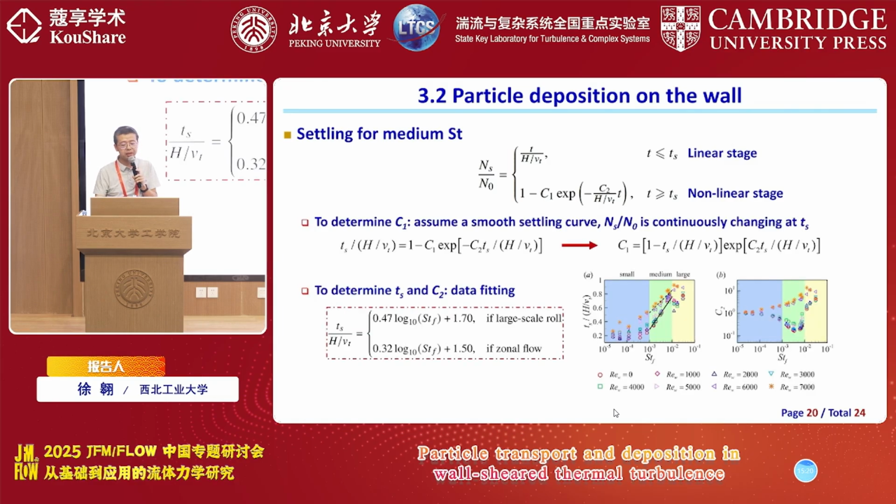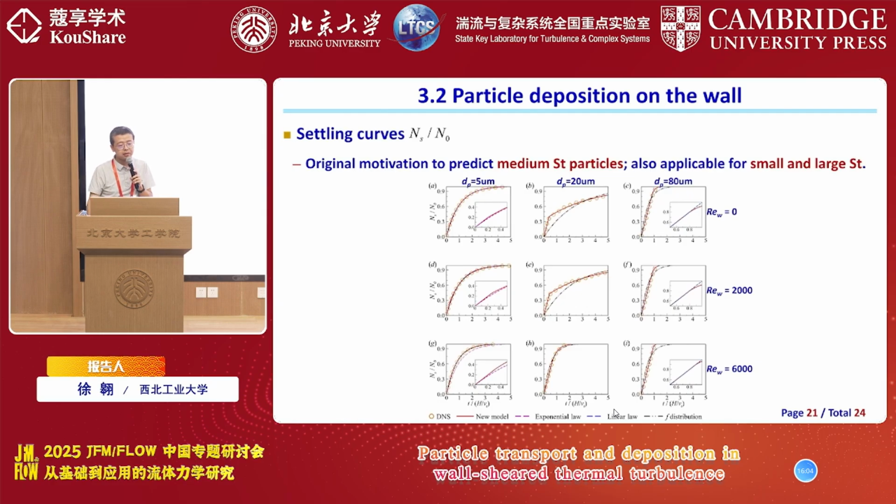To determine these unknown parameters, we assume a smooth settling curve. This is a very intuitive understanding, because the particle deposition will not have a sudden transition. We assume it's a smooth, consistent curve, which means that at Ts, they should be equal. Then we can write C1 as a function of C2. And then our remaining unknown parameters are Ts and C2. To obtain Ts and C2, we can use our DNS results to do the data fitting. These are some empirical correlations we propose for this DNS data fitting.